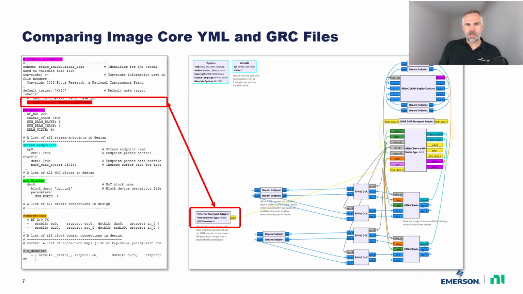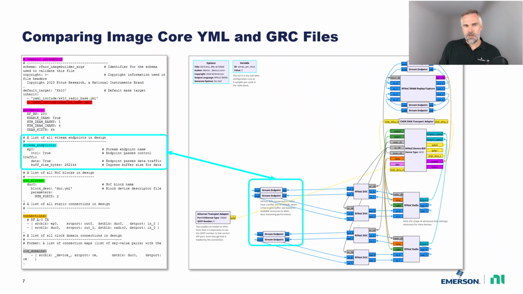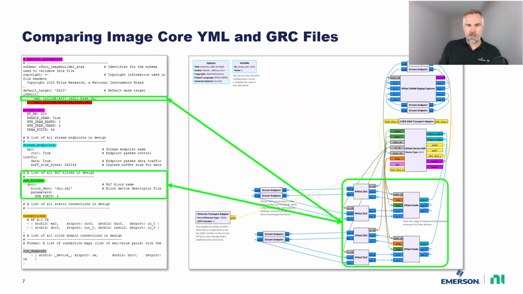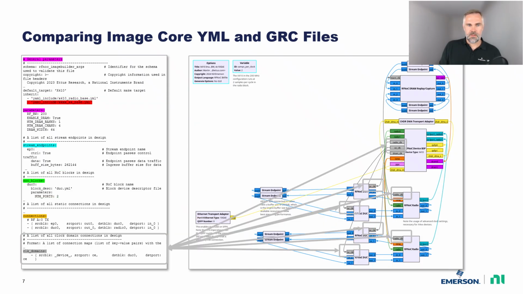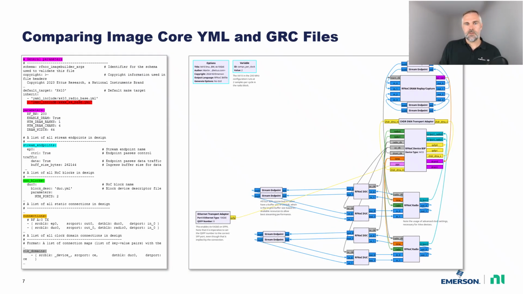The Ethernet transport adapter is defined in an inherited file in the image core YAML. It has a block representation in the image core GRC file. Likewise, the streaming endpoints and the NoC block sections have a block representation each. The static connections and the clock connections are represented by wires in the image core GRC. So both approaches are very similar. If you're familiar with one, it's very easy to switch to the other.